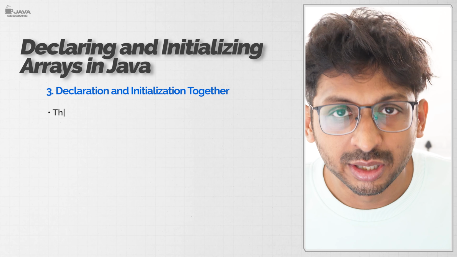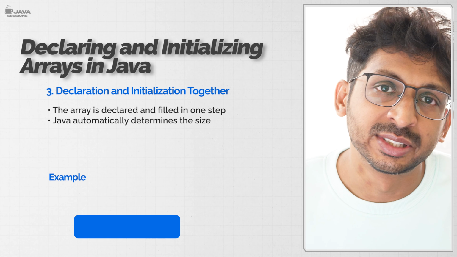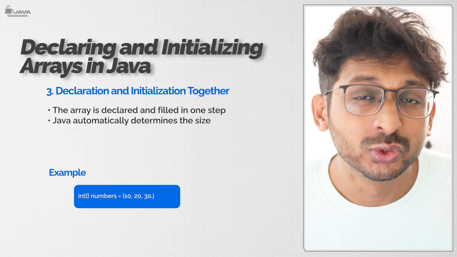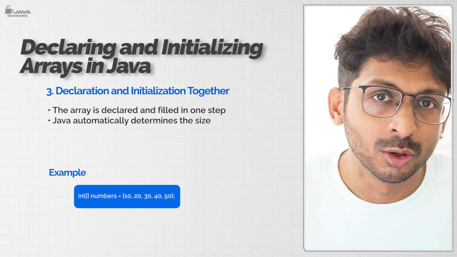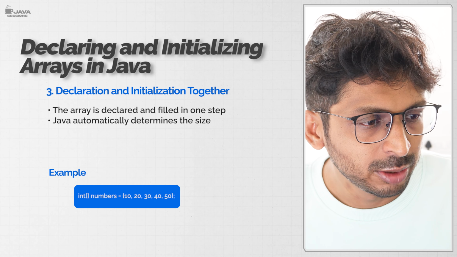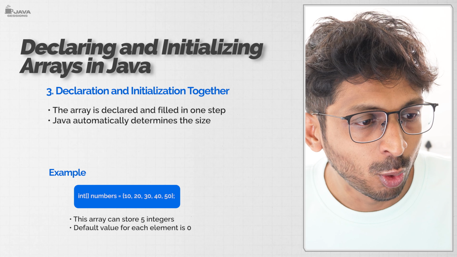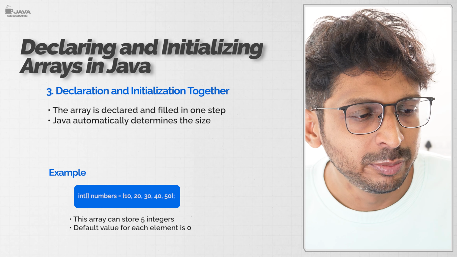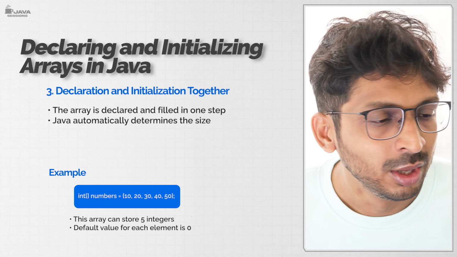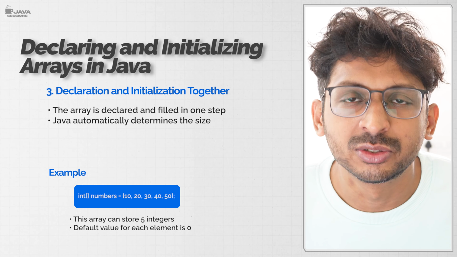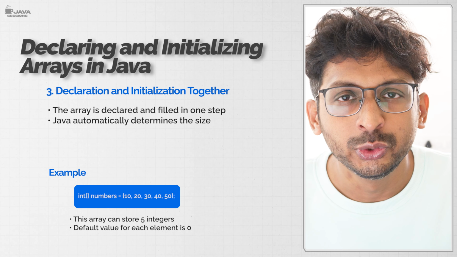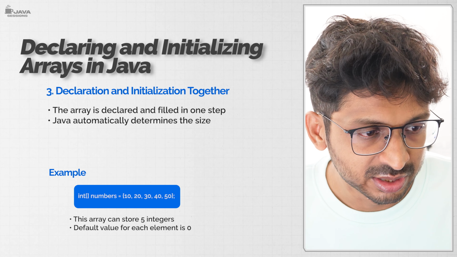The third one is the declaration and the initialization in a single step. This is something you can use if you already know what values are going to be part of that array. So in this step, we have created an array numbers and we have populated all the 5 values here in the curly braces. You don't have to specify the size. Based on the number of elements, Java is automatically going to get the size of that array, in this case, which is 5.